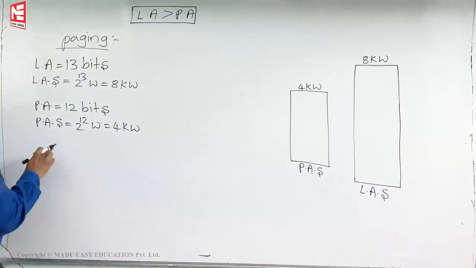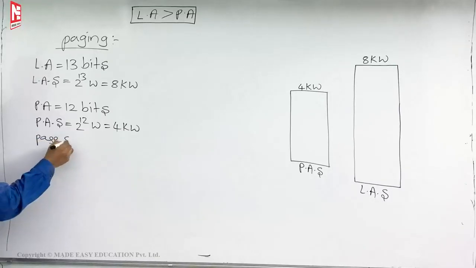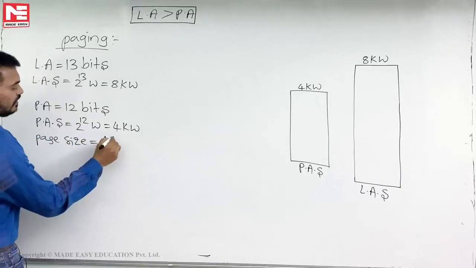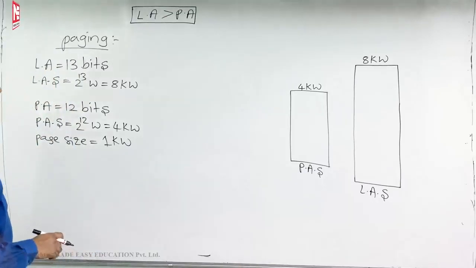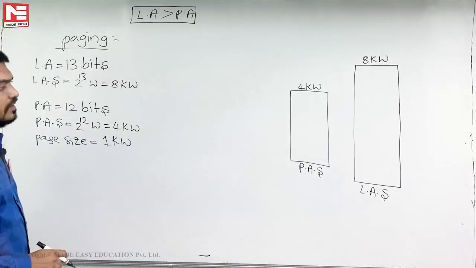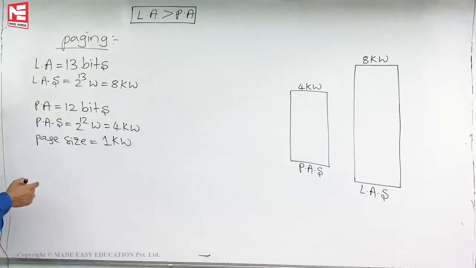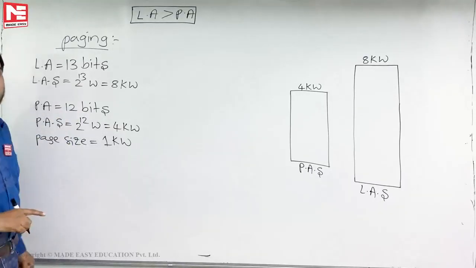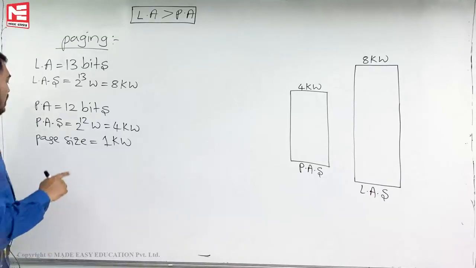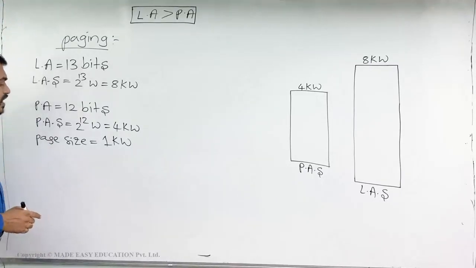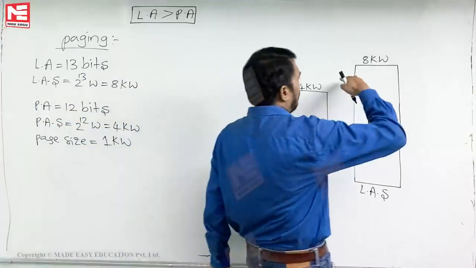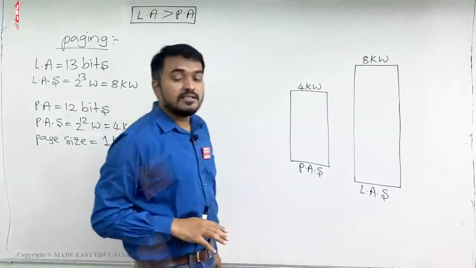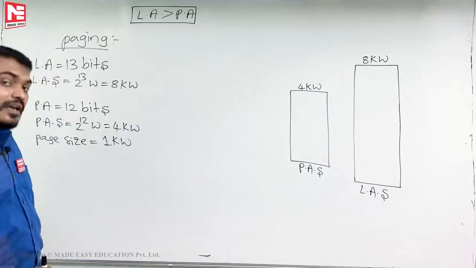Now understand here, I am assuming page size equal to 1 kilowords. No doubt, take the running notes. I am telling it a bit slowly. So I am repeating, LAS is divided into equal size pages, and the page size I am assuming as 1 kilowords. Now if I divide the LAS into equal size pages of size 1 kilowords, how many pages will we get? 8 pages will we get.